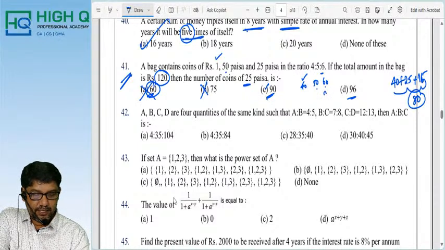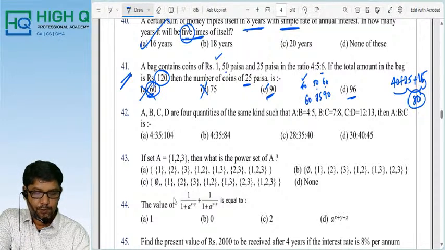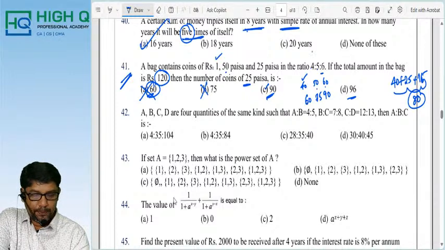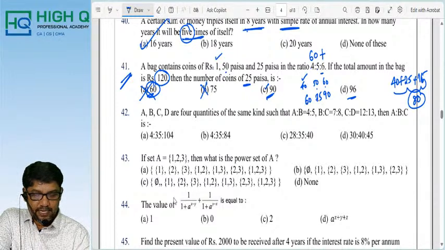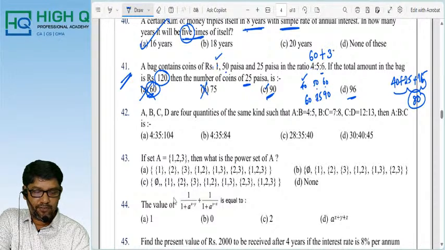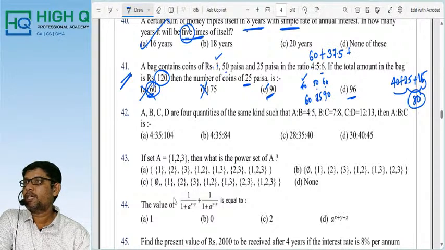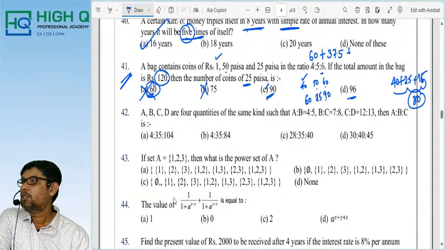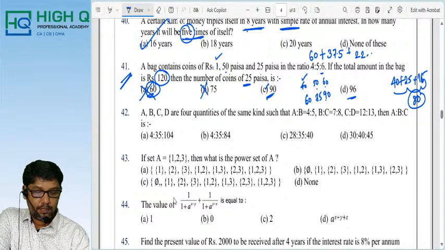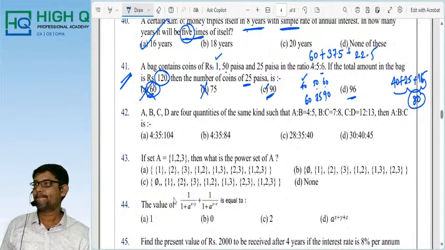If it is 90, then this should be 75 and this should be 60. So 1 rupee coins, 60 rupees; 75 50 paise coins, 37.5; 90 25 paise coins. How much, my dear? 90 into 0.25, 22.5. Add everything, what are you going to get? 120.